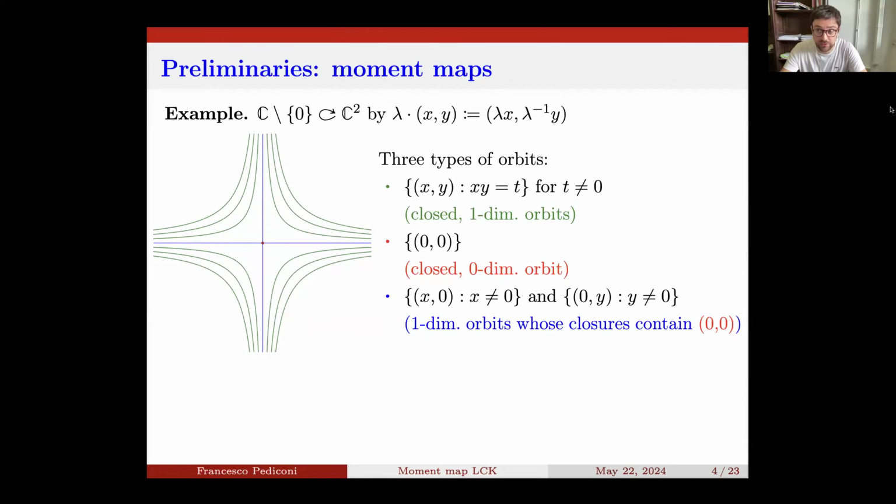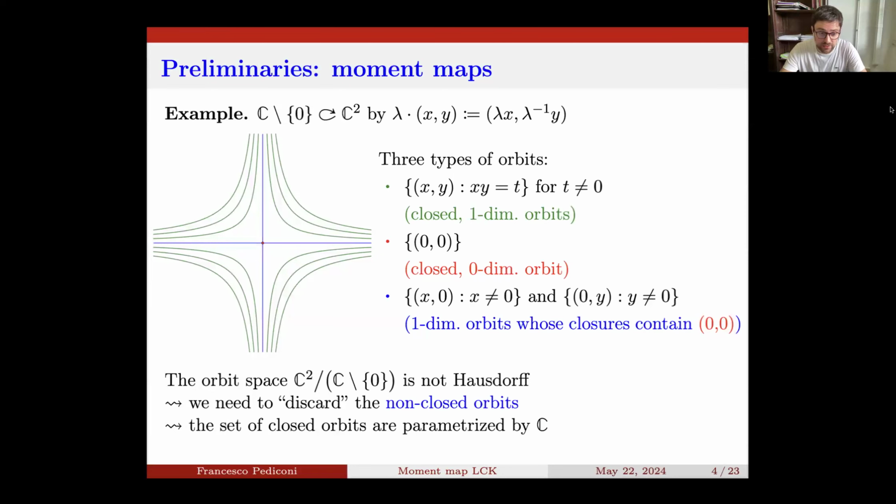So the fact that you have non-closed orbits implies in particular that the orbit space of this action on C² is going to be non-Hausdorff, because you cannot separate points corresponding to the blue orbits from the point corresponding to the red orbits in the quotient. If you want to obtain a good quotient, you can, in a sense, discard the blue orbits, which are the non-closed ones. And it turns out that the set of closed orbits is going to be parameterized by the complex number C.